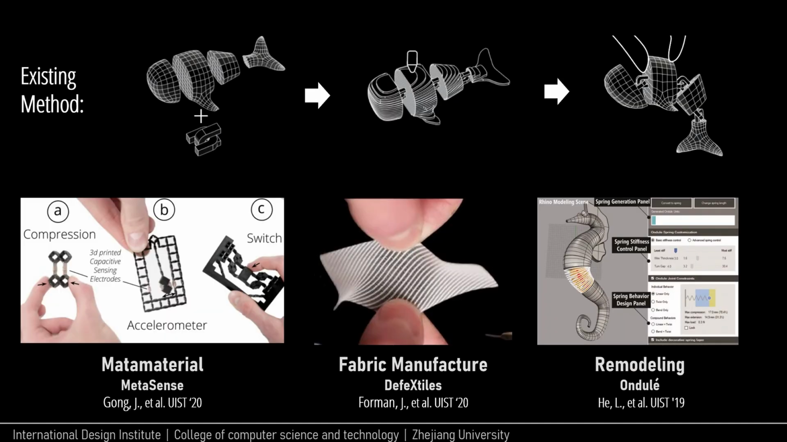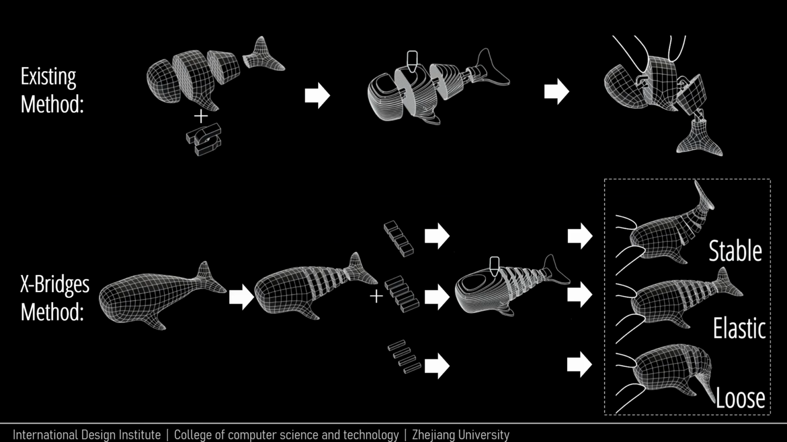Compared to existing methods, we adapt the advantages of metamaterial, fabric manufacture, and parametric remodeling tools for quick prototyping without post-process. Our parametric design tool creates tunable stiffness of connections, including stable, elastic, and loose, which allows users to modify on demand the final artifacts.